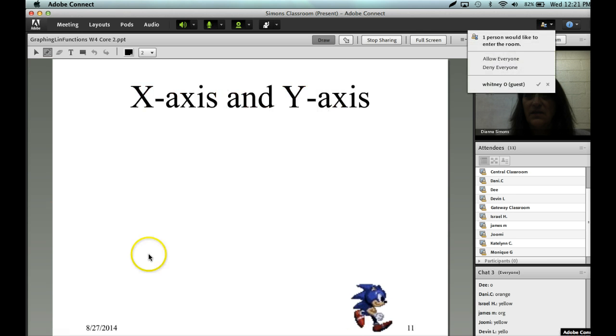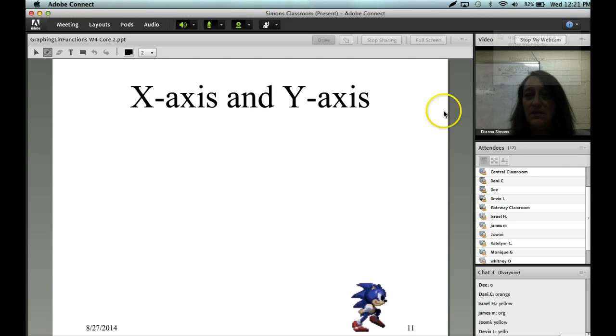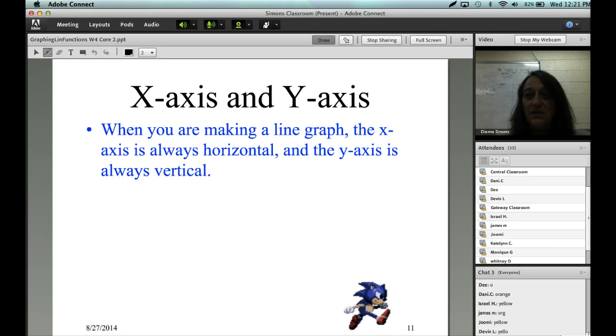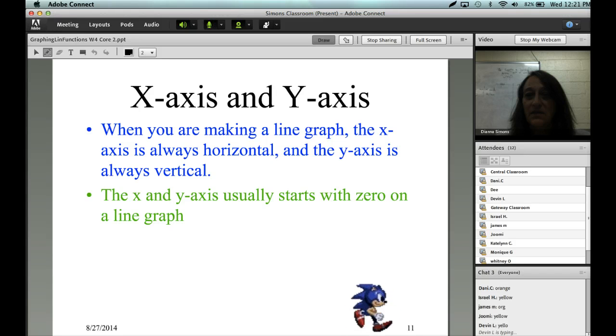All right. Hi, Whitney, again. So when you're making a line graph, the x-axis is always horizontal, the y-axis is always vertical. The intersection of the two is always called the origin, right? And it's the 0 mark. It's the 0, 0 mark.